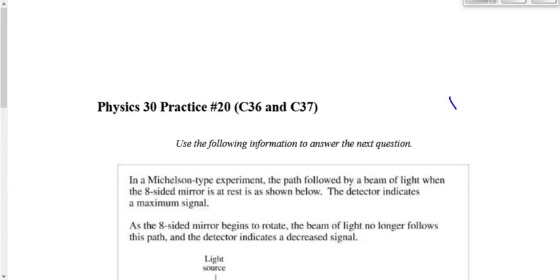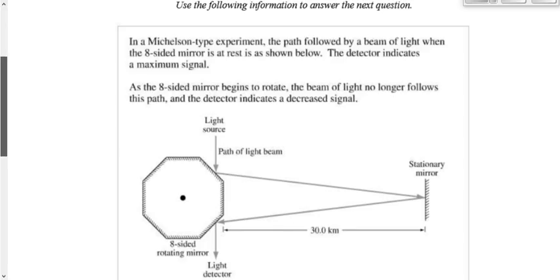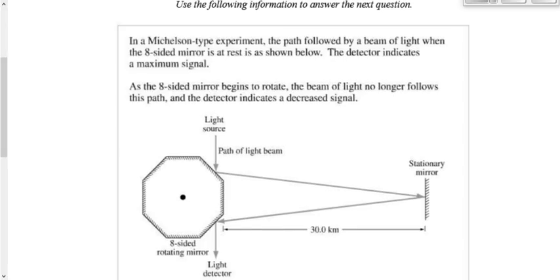We're taking a look at practice question set number 20 here. Right away, we got a Michelson question. It says, in a Michelson-type experiment, the path followed by a beam of light when the 8-sided mirror is at rest is shown below. 8-sided mirror, this is standard.